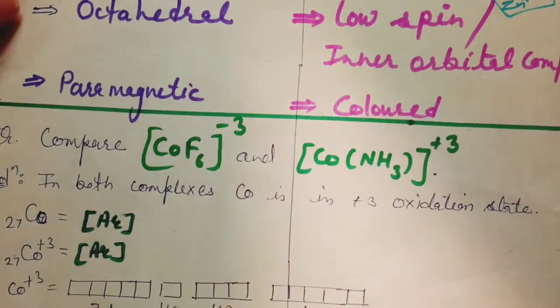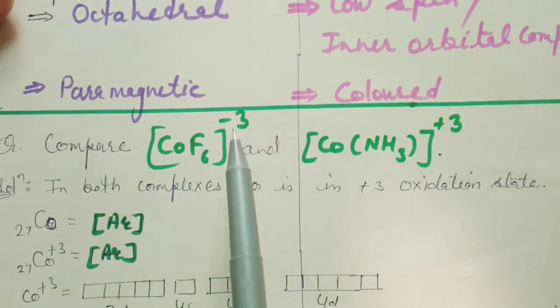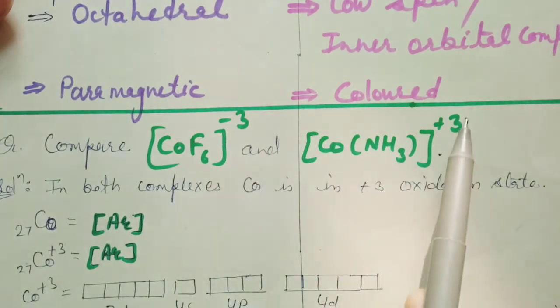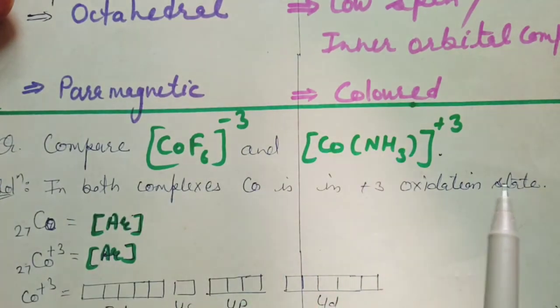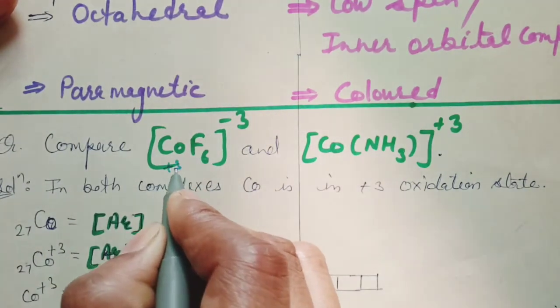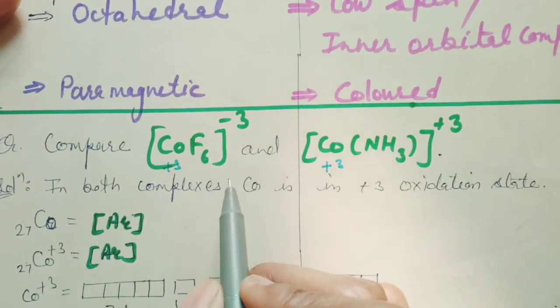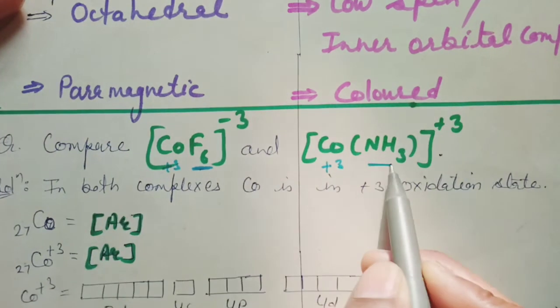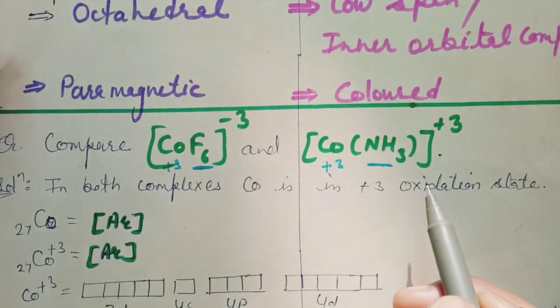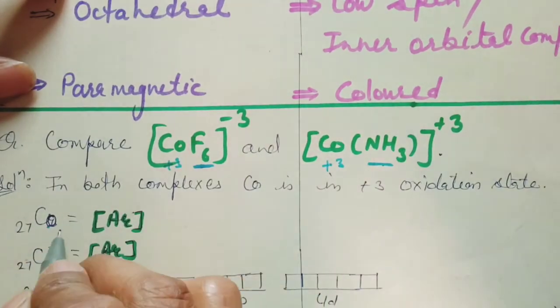Now we will discuss the last example, cobalt(III) ions. We will compare weak field and strong field ligands. Compare [CoF6]3- and [Co(NH3)6]3+. In both the compounds, the oxidation state is +3. It is in the influence of a weak field ligand in one, and in the influence of a strong field ligand in the other. Now 27 is the atomic number of cobalt.